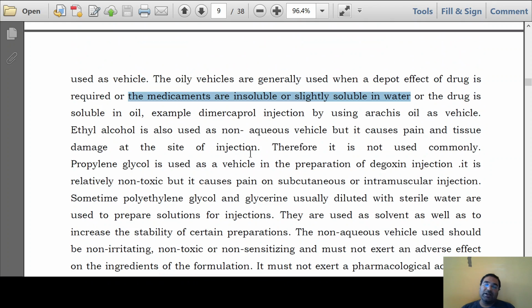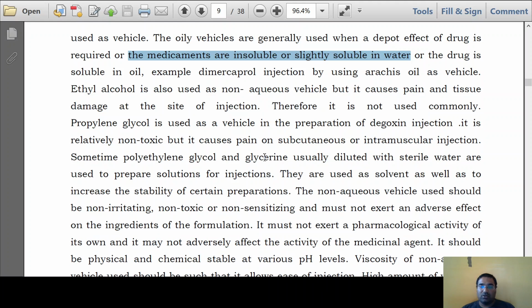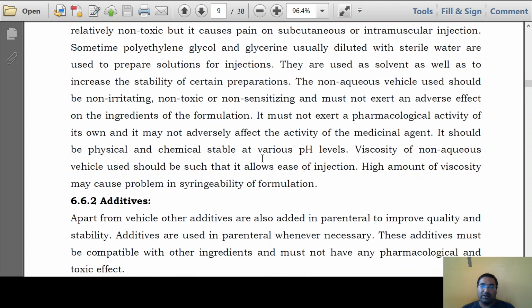So these are the vehicles which are used for preparation of parenteral products: aqueous vehicles and non-aqueous vehicles. Aqueous vehicles are water for injection, sterile water for injection, and bacteriostatic water for injection. Non-aqueous vehicles are oils as well as alcohols.